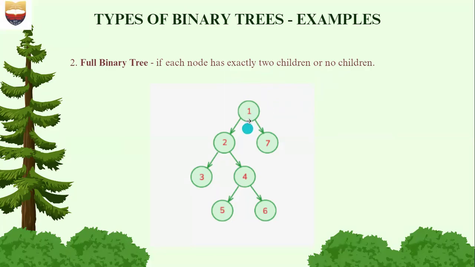And here, the root node 1 has 2 children and 2 has 2 children. And here, the right child of root node, that is 7, has no children to it. And again, 4 has 2 children, right? Therefore, here the main constraint or the property to be satisfied is each and every node can have either exactly 2 children or no children.